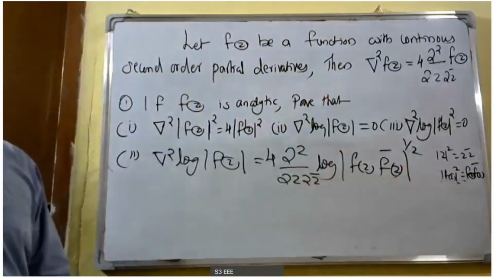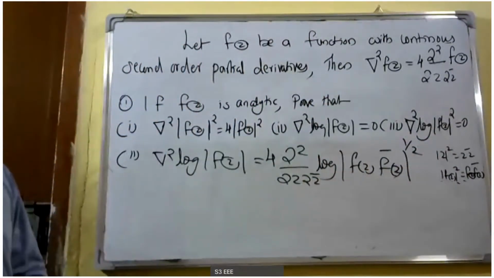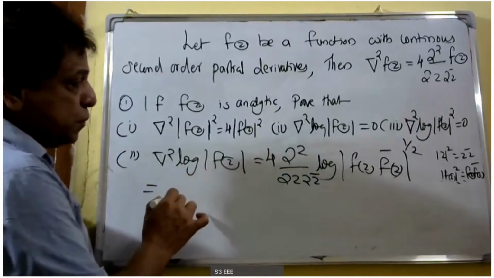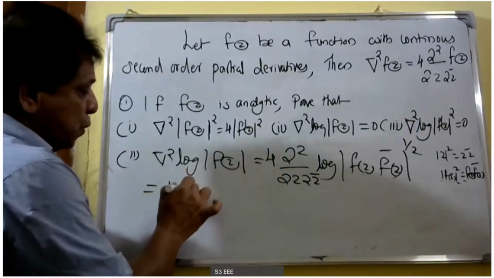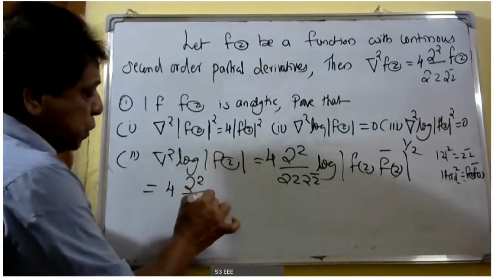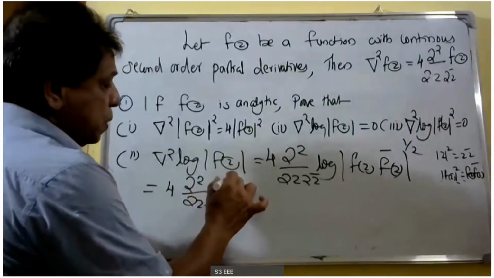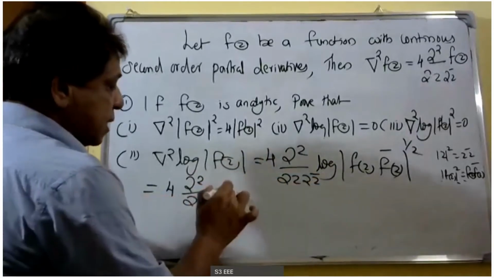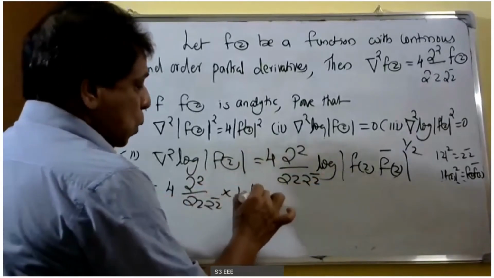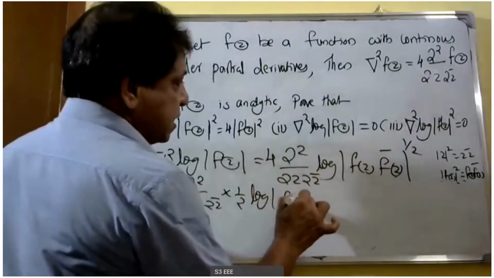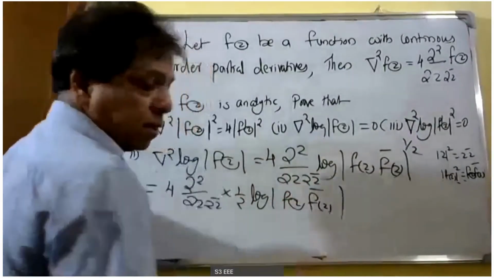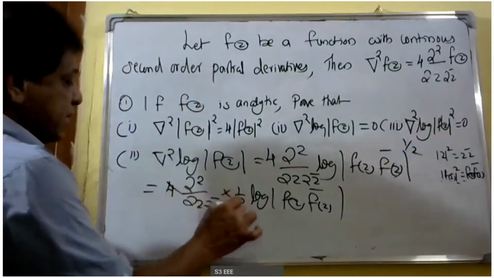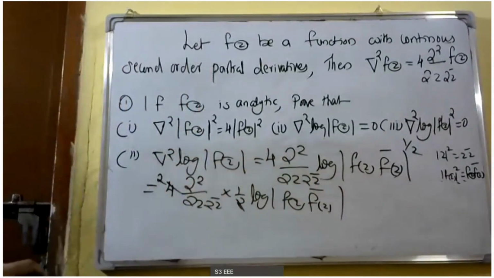f(z) into f(z bar) whole raised to 1 by 2. Then first we differentiate. Before that, 4 into dou square by dou z into dou z bar into log AB. This can be written as 1 by 2 log of f(z) into f(z bar). The 4 and 2 cancel, therefore this is equal to 2.